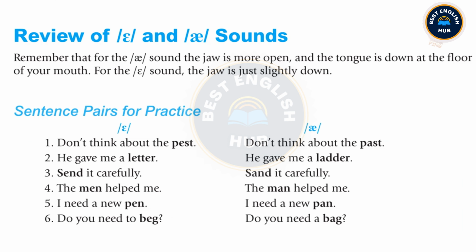Review of the two vowel sounds. Remember that for the first sound, the jaw is more open and the tongue is down at the floor of your mouth. And for the second sound, the jaw is just slightly down. Sentence pairs for the two sounds. The following pairs of sentences are the same, except the first one has a word with the first sound and the second one has a word with the second sound.